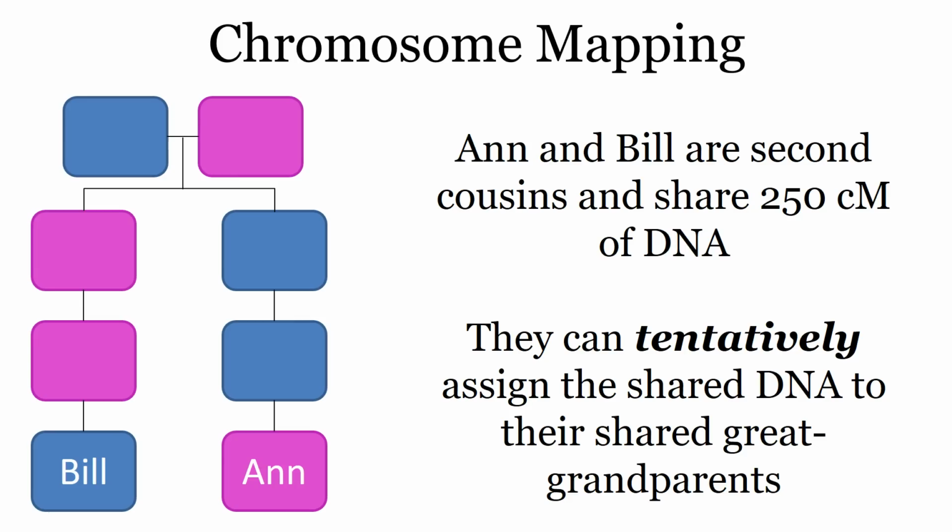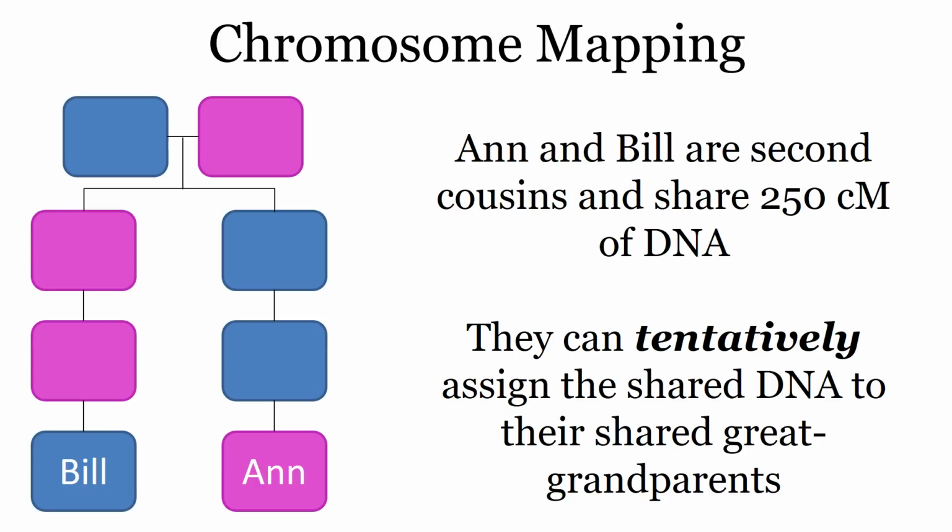Because, for example, we make an assumption when we assign a segment of DNA. Here, let's say we have Bill and Ann. Remember, they're second cousins. If we assign that shared DNA, 250 centimorgans, to Bill and Ann's great-grandparents, what are we assuming? We're assuming that those segments all came from their shared great-grandparents and not from some other line they may share that we don't yet know.